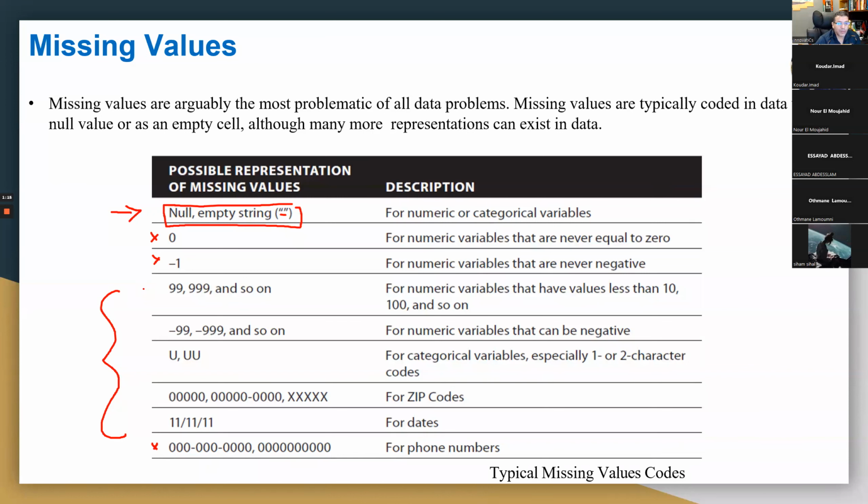So when you are looking for missing values, don't only look for null or empty space, an empty cell in your data. Look for other representations of missing values.